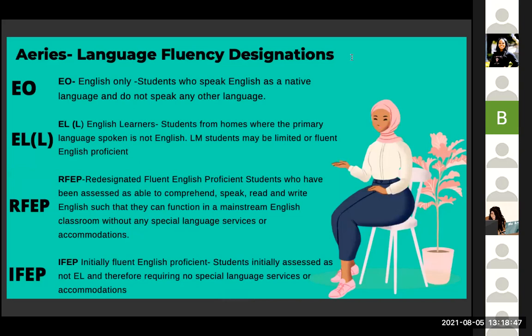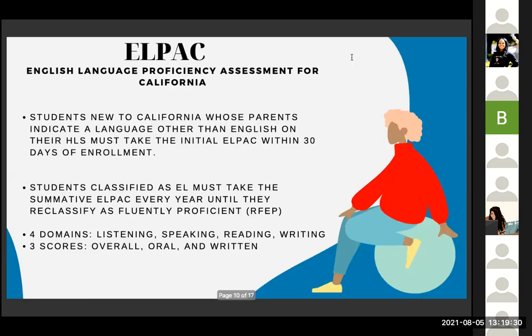As you know, there's a ton of acronyms in teaching, so here are some more. These are the language fluency designations that you may see on ARIES, which is our attendance system and student data system. EO would mean that they are English only students. EL means that they did take an initial test, or they came to our school from another school that gave them their initial test, and they are classified as an English learner, but you might sometimes just see it as L. RFEP means that they did redesignate; they tested out, and they could prove that in those 4 domains they were proficient. And then IFEP means that the first time they tested, they showed that they are initially fluent in English. So those are just some, if you want to refer back to them at some point.